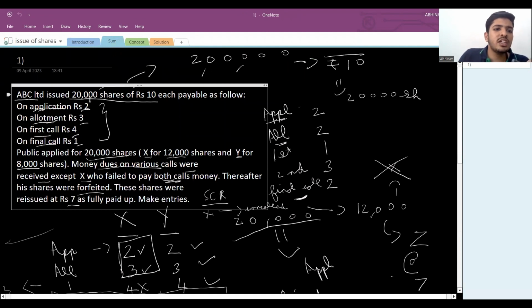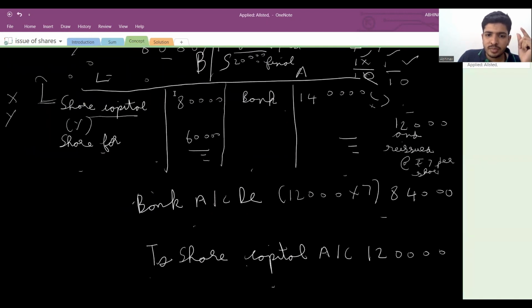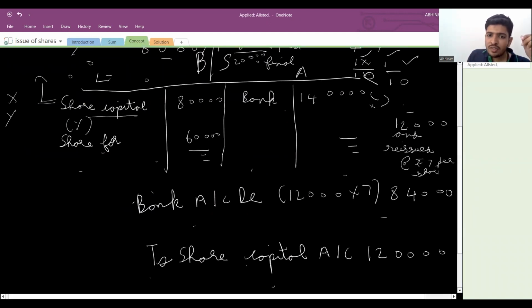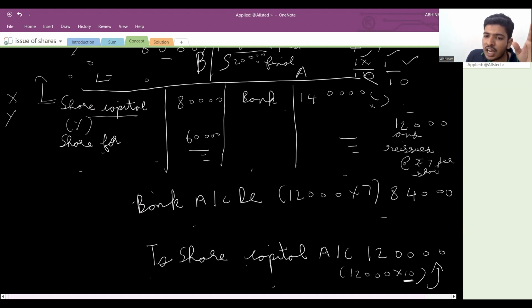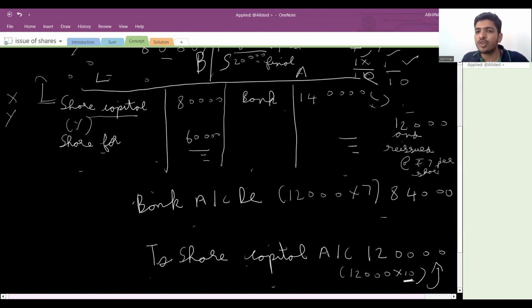The share value for each share will never get reduced in the business. Always keep this in mind. Here, again, share capital, even if it's reissued for 1 rupee, will still be 12,000 into 10 only. This is the claim on the business. This amount will always be 12,000 shares, or however many shares are reissued, into 10. That is, the full face value of the share will be credited against the share capital account. Have no doubt in this. But reissued at rupees 7 means they took only 7 rupees for every 10 rupee share. That is, they took 84,000 rupees, but they gave 1,20,000 rupees claim against the business.